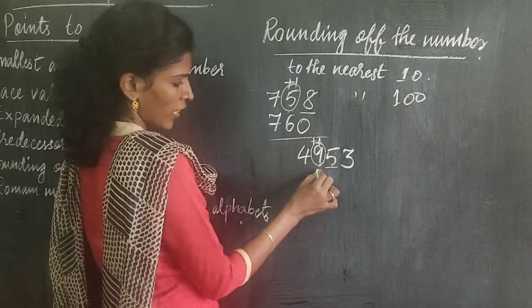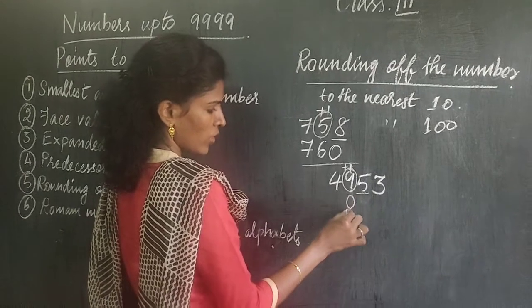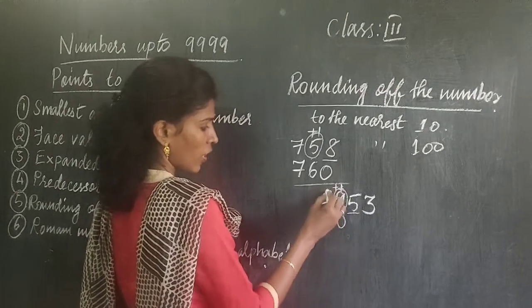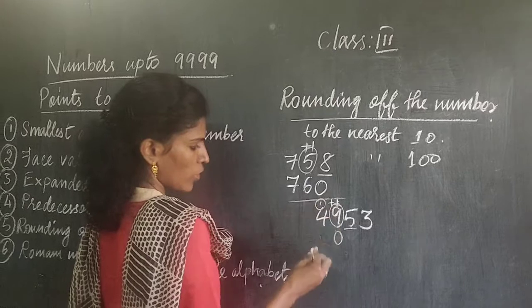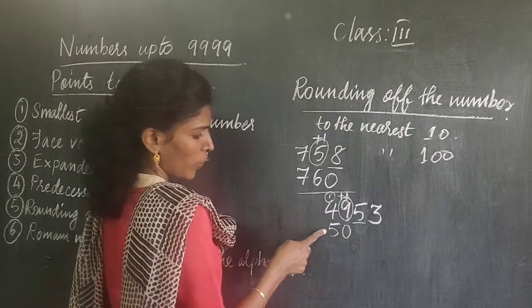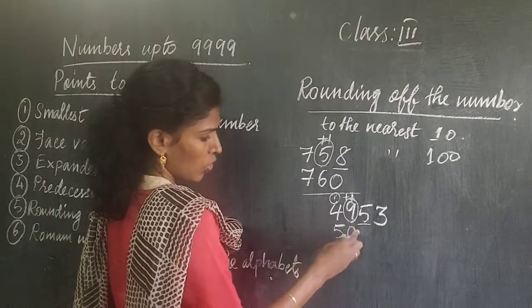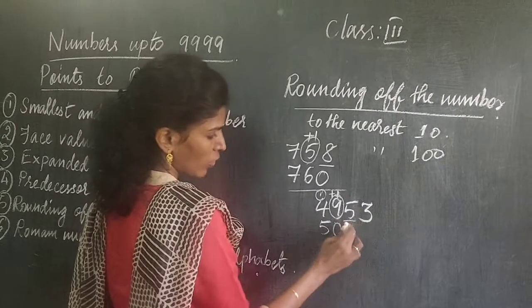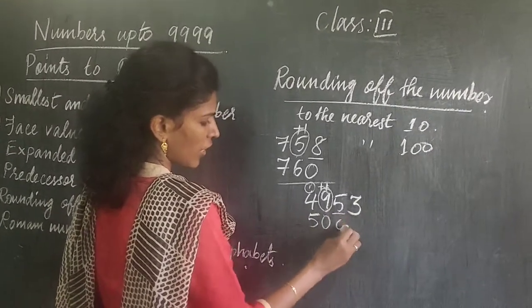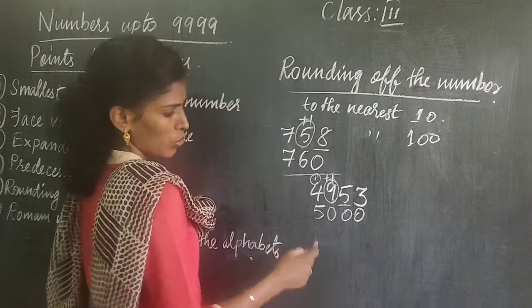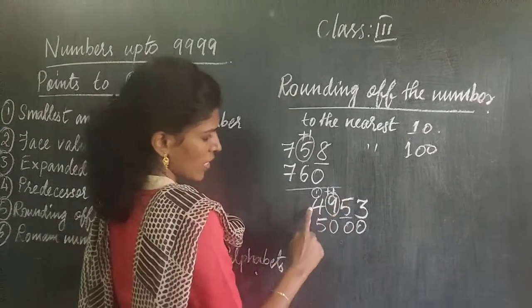But you cannot write 10 here, two digits together. You can only write one digit. So you will write 0, and that 1 you will carry here. So 4 plus 1 is 5. So this 4 became 5 and 9 became 0. And on the right side, whatever digits remain, all of them will become 0. So this is rounding off to the nearest 100.